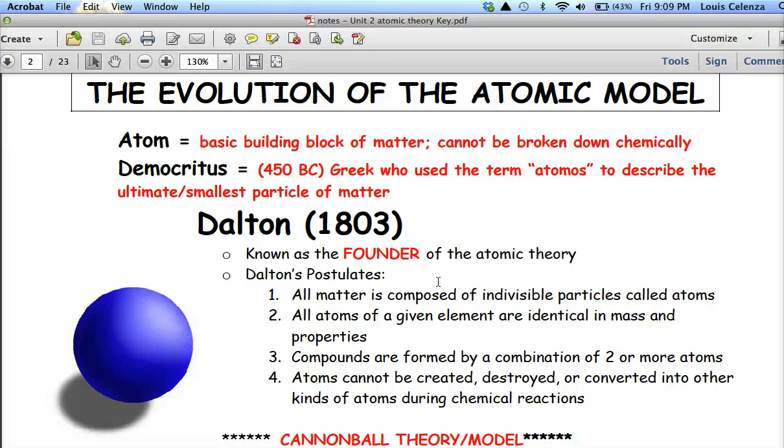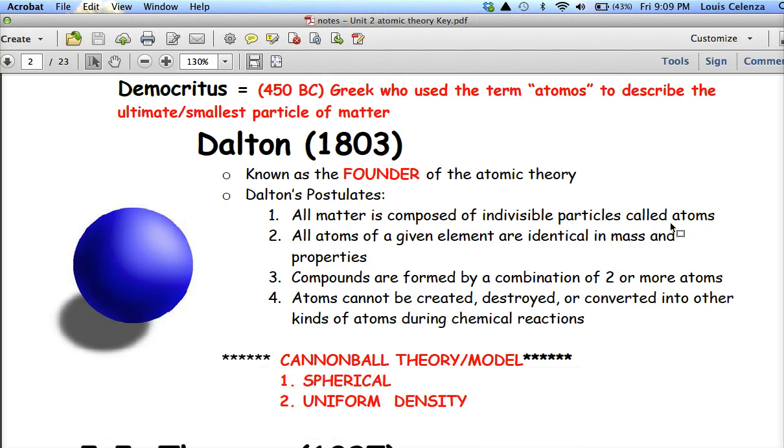The first person who used the term atom, or atomos, back in 450 BC was a guy named Democritus. You're not going to see Democritus' name or his philosophy asked about because he was not really a scientist. He was a philosopher back in those days. The first notable scientist is a guy named John Dalton back in the early 1800s. Again, years and dates did not make a difference. He's kind of known as the founder of the atomic theory.